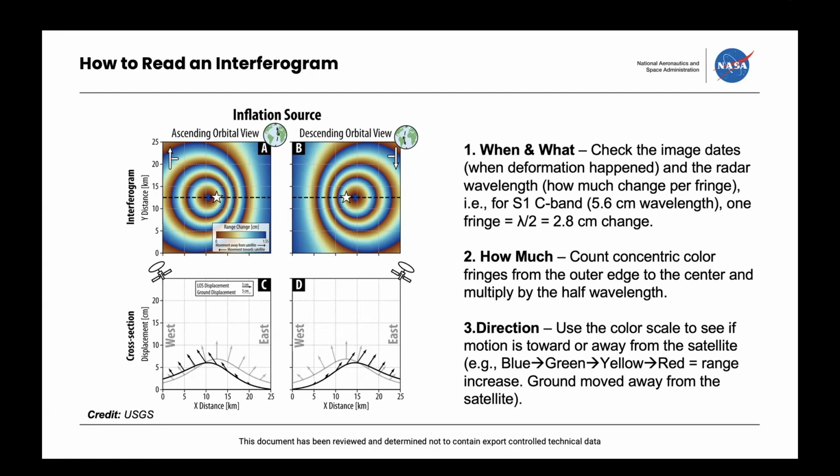The third and the most important one is also to be able to know what is the motion of the ground. You have to use the color scale. If it's moving here from red to blue, it means for this specific diagram, it's movement away from the satellite. And then if it's blue to red, in this case, you have movement towards the satellite. So for our data, we'll go ahead and try to interpret that.